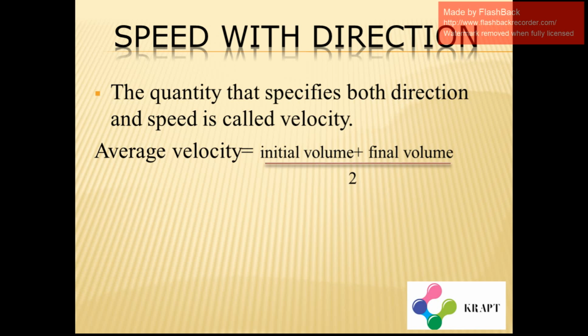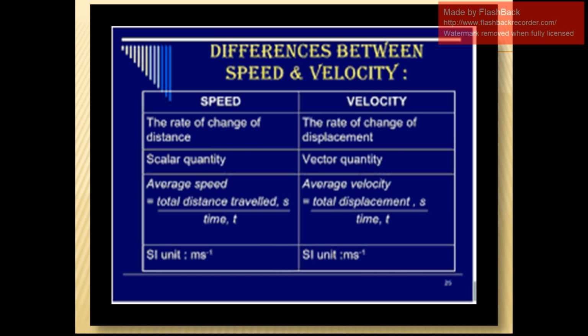Now let us learn about speed with direction. The quantity that specifies both direction and speed is called velocity. You might have heard this. We are going to learn in detail in the coming part. To find average velocity, there is a formula which is initial velocity plus final velocity divided by 2. We are going to solve some examples about this concept in the coming part.